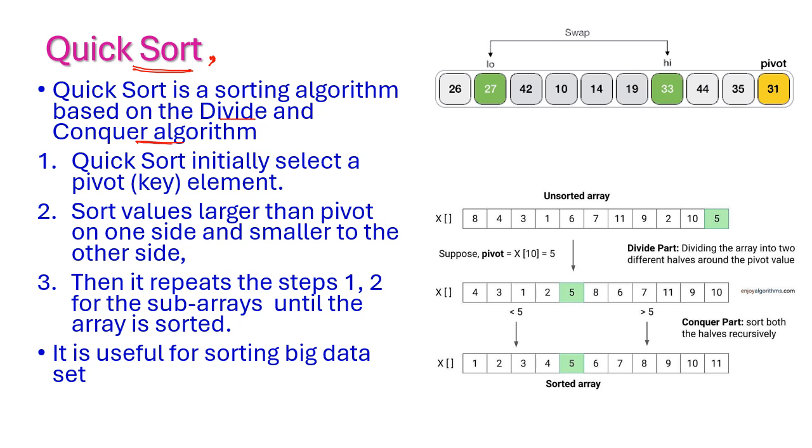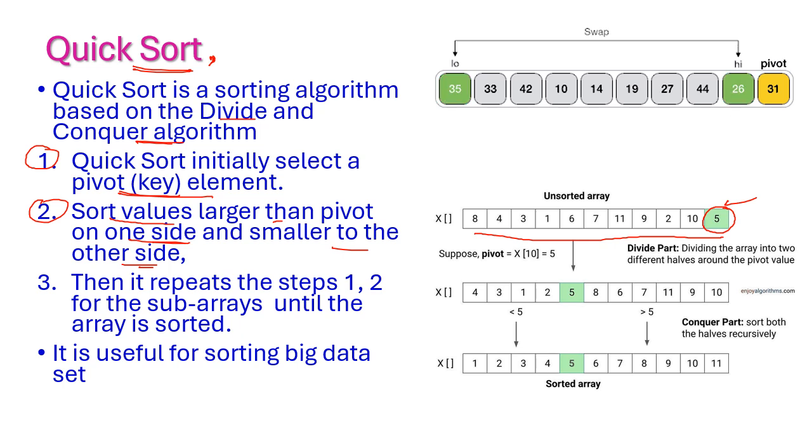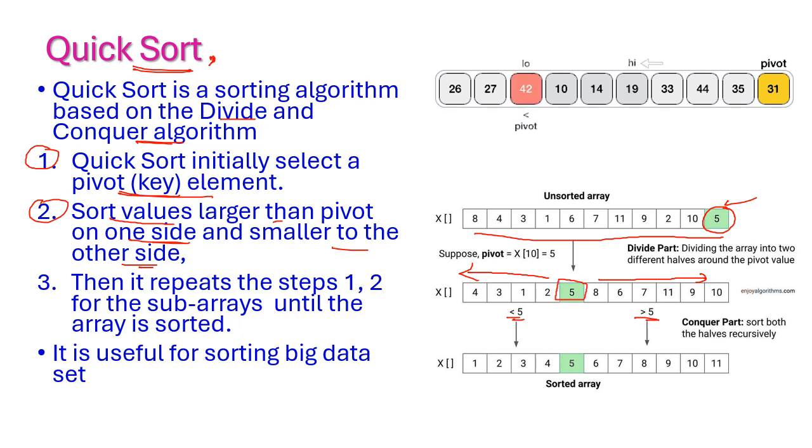How does the quicksort algorithm work? First step, it selects the pivot element. From the unsorted array, it will select any random value as a pivot value. Second step, sort the values larger than the pivot to one side and smaller than the pivot on the other side. On the left hand side, all the elements are smaller than the pivot, and on the right hand side, all the elements are greater than the pivot. Hence, now the pivot gets its right position.